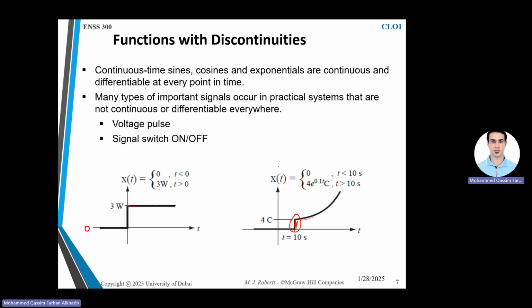You remember, the condition for being differentiable is that the function should be continuous. So sinusoids in general and exponentials in general are completely differentiable, nothing to worry about there. Some functions have discontinuities, so they cannot be differentiable. A typical example, which we'll see later on, is a signal called the rectangular pulse or the unit step function. Many important signals in practical systems are not continuous or differentiable everywhere.